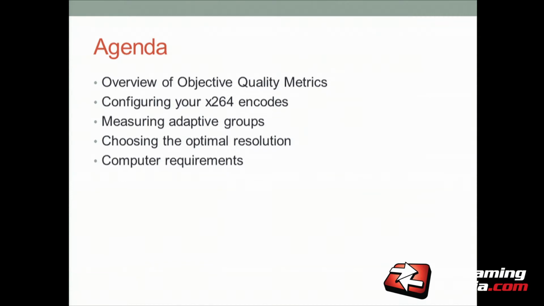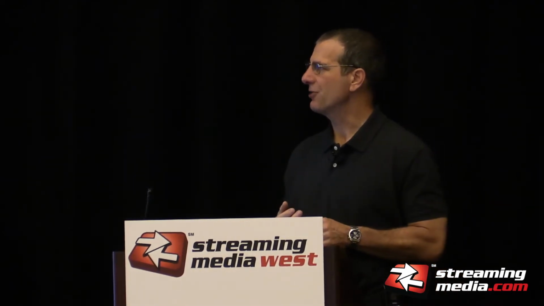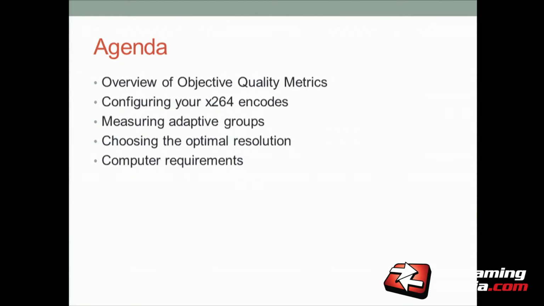This morning I'm going to be talking about pretty much how I use objective quality metrics in the consulting and the writing and the testing that I do for clients as well as magazines and the books that I write. I want to start with a brief overview of objective quality metrics, the tools that I use and some that I'm actually looking at now that are new. Talk a little bit about how I use the results from those tools to configure my x264 encodes, and look at how we measure adaptive groups, choose the optimal resolution, and then end with a brief look at the computer requirements.